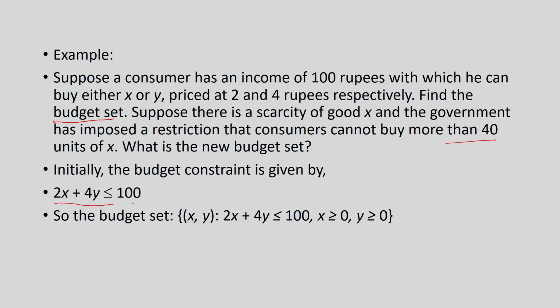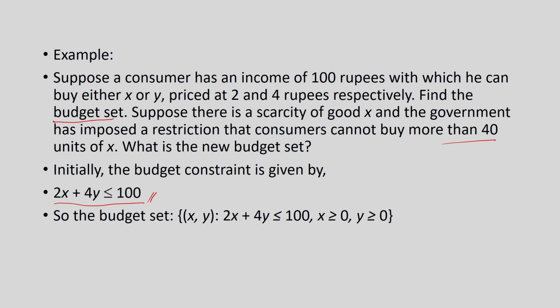Initially, the budget constraint, remember there was something called a budget constraint. What is a budget constraint? It basically tells you how much of X and Y a person can buy with the money that he has, right. So, the maximum amount of X and Y that he can buy. So, this budget constraint is given by 2x plus 4y is less than or equal to 100. Why? Because on the left hand side you have the 2x plus 4y.